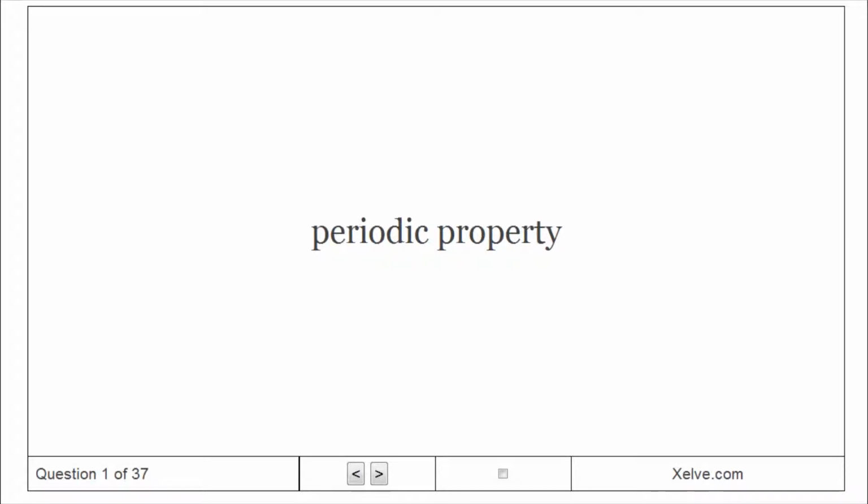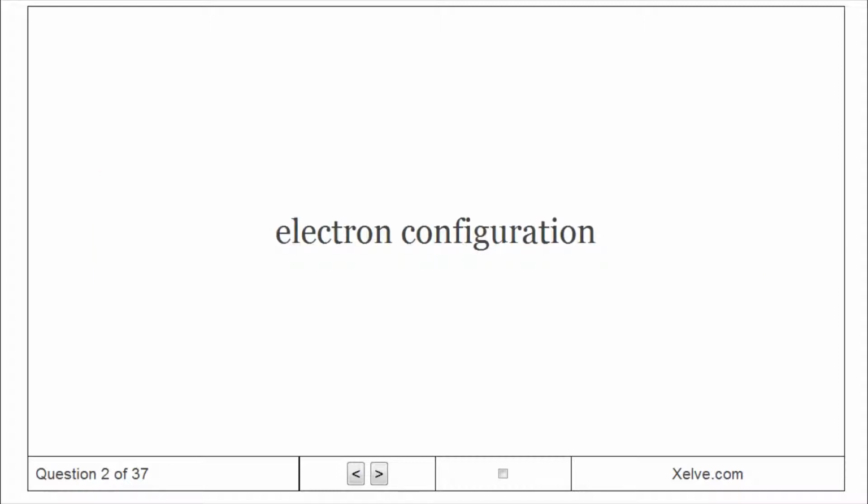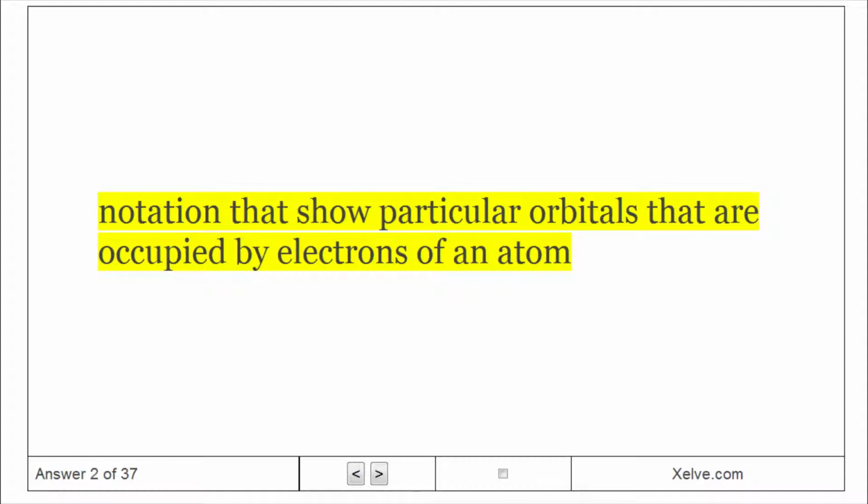Periodic property. Property of an element that is predictable based on an element's position in the periodic table. Electron configuration. Notation that shows particular orbitals that are occupied by electrons of an atom.